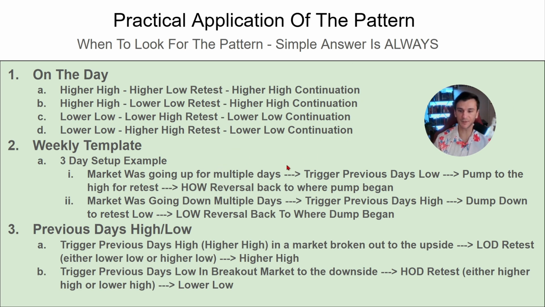Same thing in the opposite direction. If we were going down for multiple days and then we trigger the previous day's high, that could be the structural break to look for them to retest or go back to the low in one of these forms, and then look for it over the course of 3 days to reverse and go back up towards the high to where that dump began, which you can read here. This is another slide that you really should save and go and observe these behaviors.